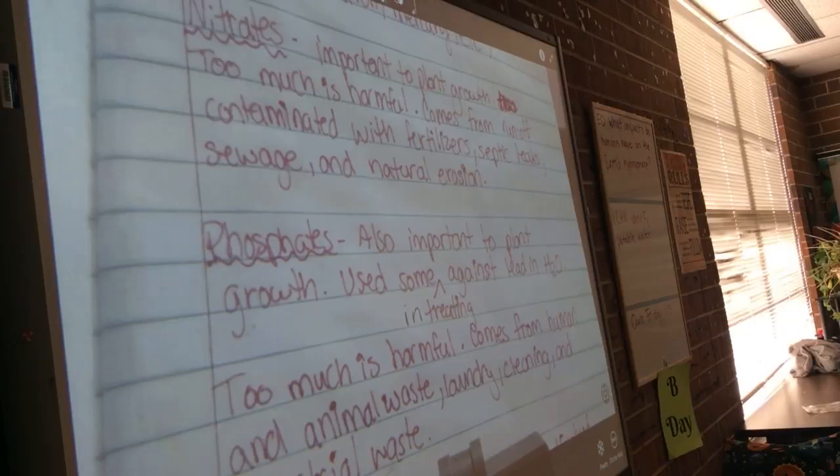Does anybody know what I'm talking about when I say salinity? Not salinity, no. Salinity. So what if I told you that ocean water has a higher salinity than fresh water? Like salt. Salt. So knowing the salt level of water is important.